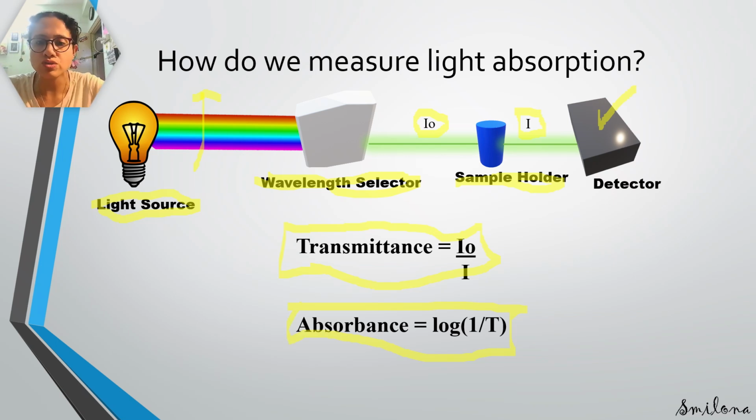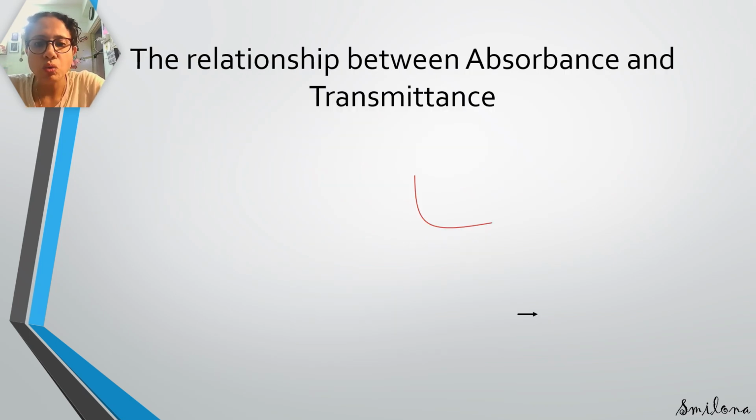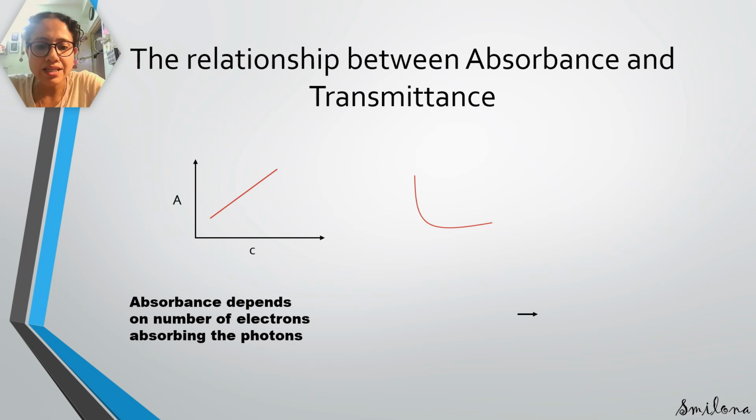Absorbance is calculated using the formula: absorbance is the log of 1 by T. Now the next question is why so? What is the relationship between absorbance and transmittance? So as I discussed, by Beer-Lambert's law, absorbance is directly proportional to concentration. Why is this? Because absorbance depends purely on the number of electrons that are present in the solution.